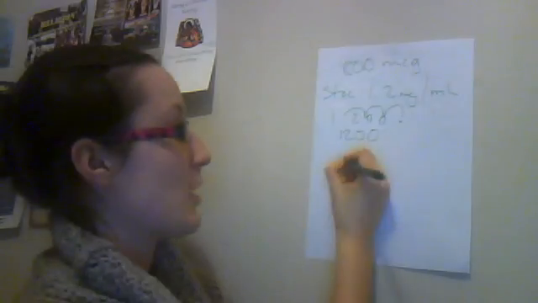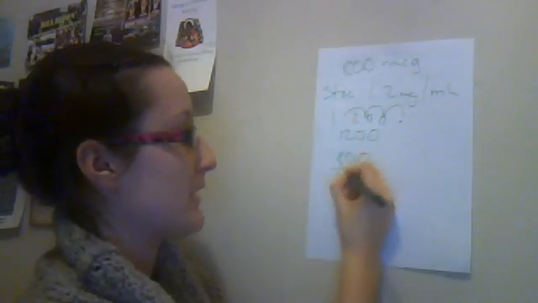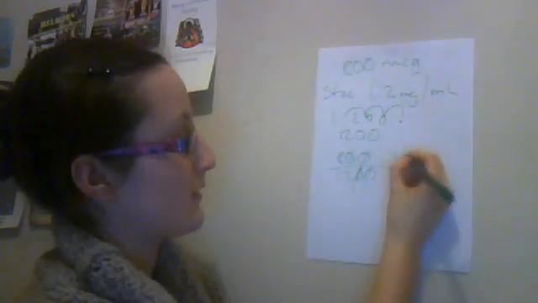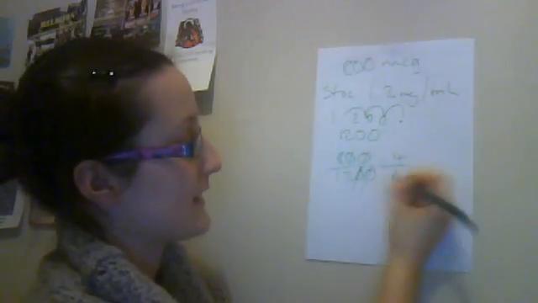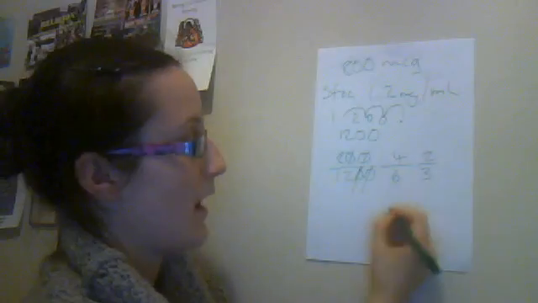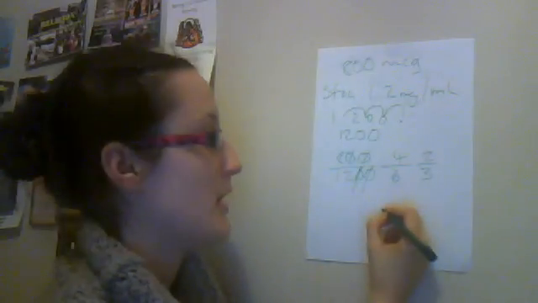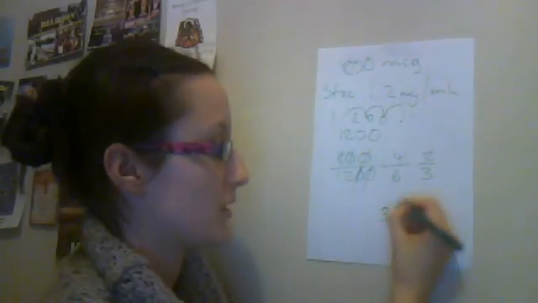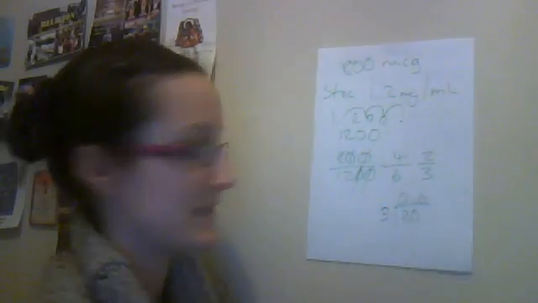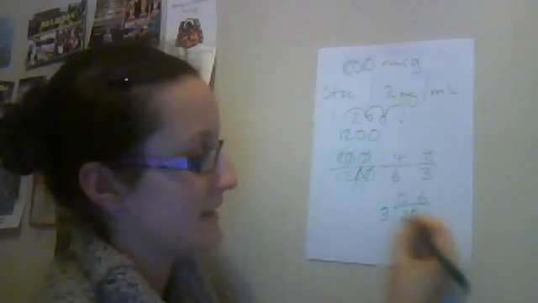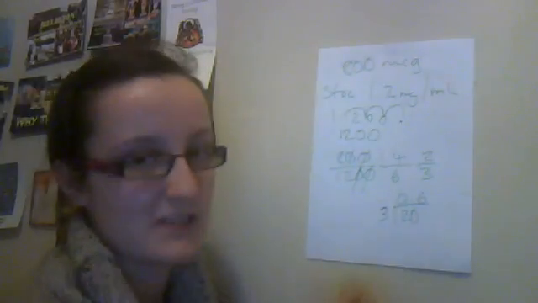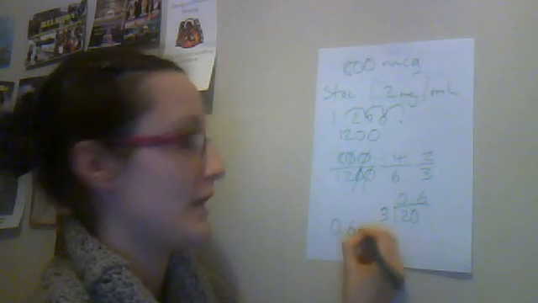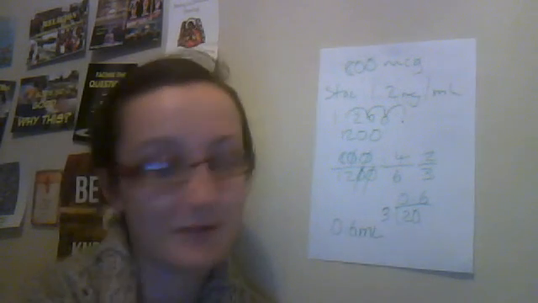So the patient needs 800 micrograms over the 1,200 that you have in stock. You count the zeros down, it becomes 4 over 6, it can become 2 over 3. You then have to divide the 2 over 3, so 3 into 2 doesn't go, so you've got to do it as 20, which is 0.6. There are obviously remainders, it ends up as 0.66666 continually, but it ends up as 0.6 mils.